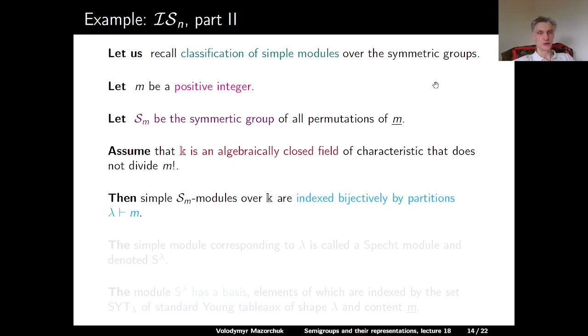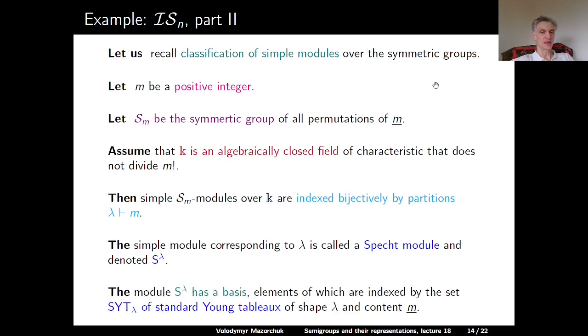Then simple modules over Sm, over this field K, are indexed bijectively by partitions lambda of m. The simple module which corresponds to partition lambda is called the Specht module and is denoted by S upper lambda. The module S upper lambda has a basis, elements of which are indexed by the set of standard Young tableaux of shape lambda and content m underlined. This is usually denoted SYT sub lambda.